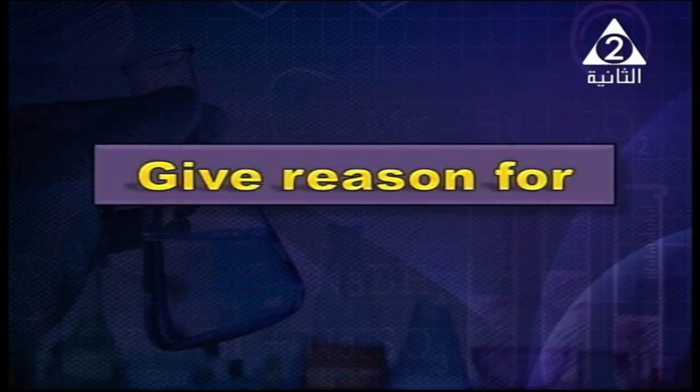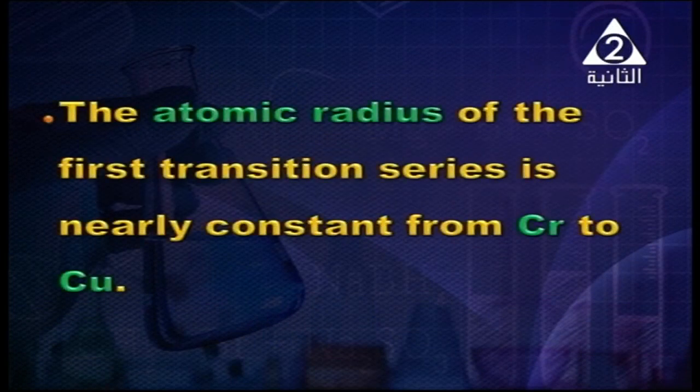Next type of question: give reason for. The atomic radius of the first transition series is nearly constant from chromium to copper.